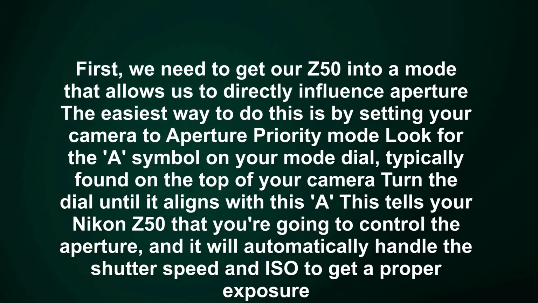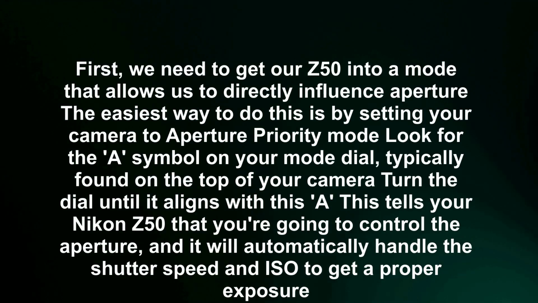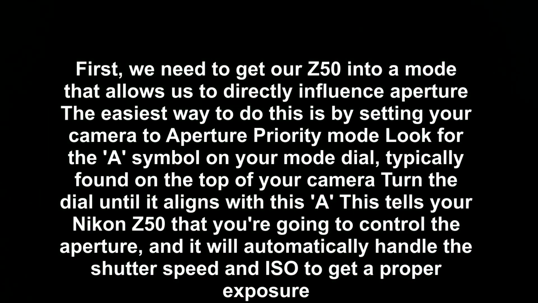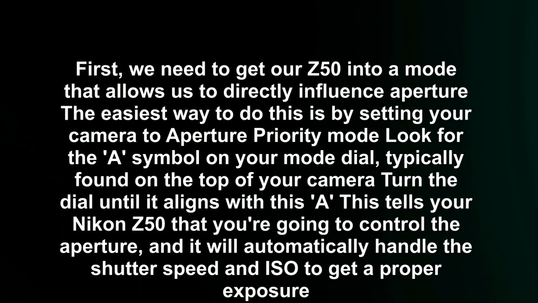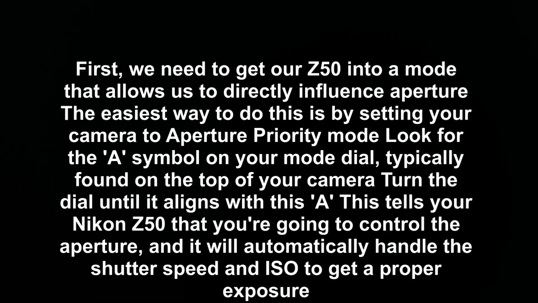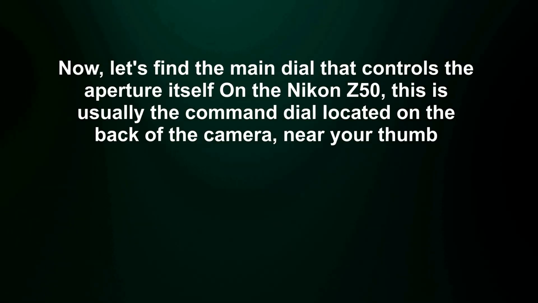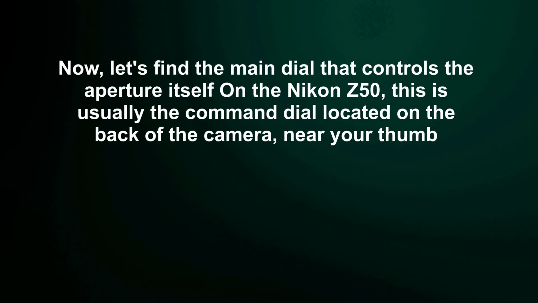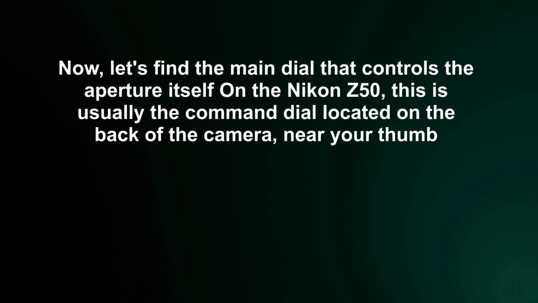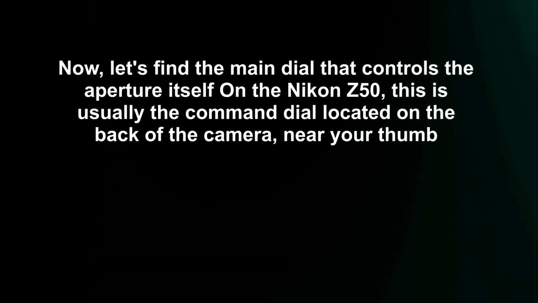Turn the dial until it aligns with this. This tells your Nikon Z50 that you're going to control the aperture, and it will automatically handle the shutter speed and ISO to get a proper exposure. Now, let's find the main dial that controls the aperture itself on the Nikon Z50. This is usually the command dial located on the back of the camera, near your thumb.